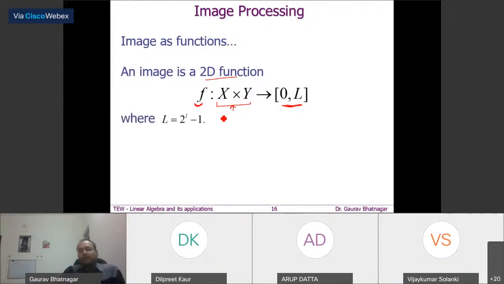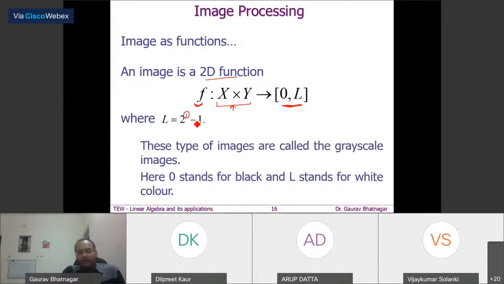Now let me give the value of this L. L is going to be 2 to the power small l minus 1. This L has a significance in this definition, by which we are going to define the nature of that particular image. This L is called the bits per pixel, the bits required for representing the image. So if I'm saying that in order to represent a particular image I am looking for only 4 bits, then small l is going to be 4, and capital L is going to be 2 to the power 4 minus 1, and it is going to be 15.